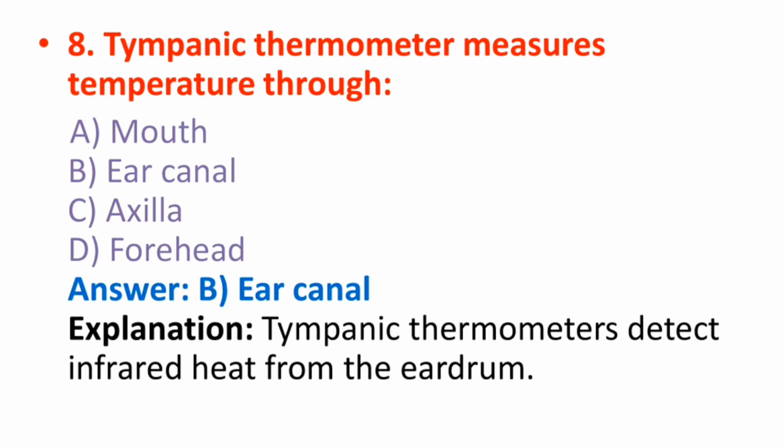A tympanic thermometer measures temperature through: option A, mouth; option B, ear canal; option C, axilla; option D, forehead. The correct answer is option B, ear canal. Tympanic thermometers detect infrared heat from the eardrum.